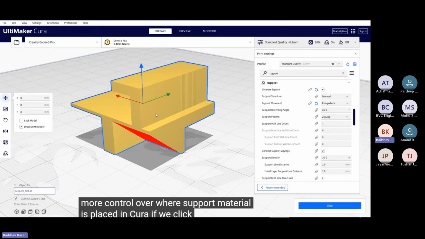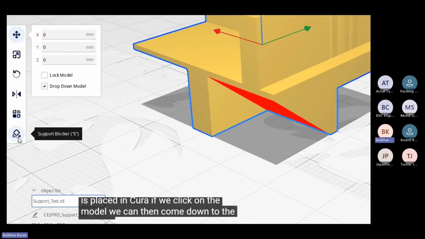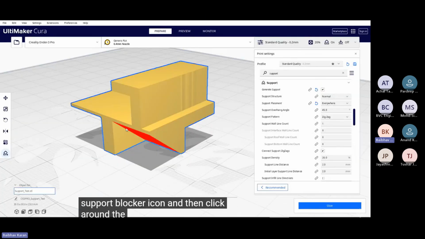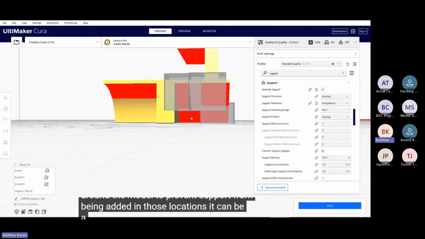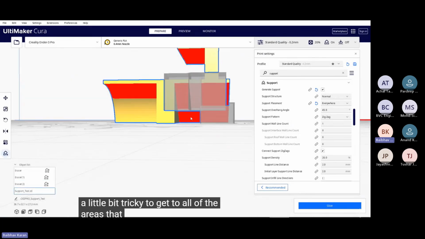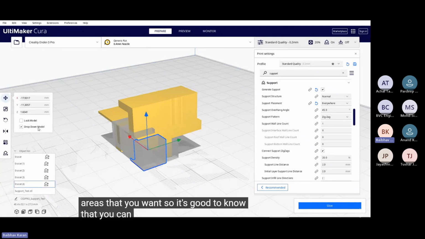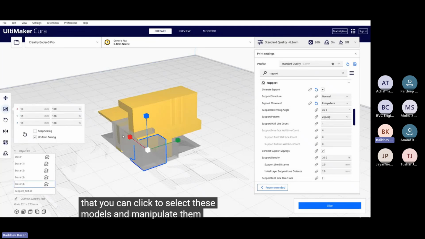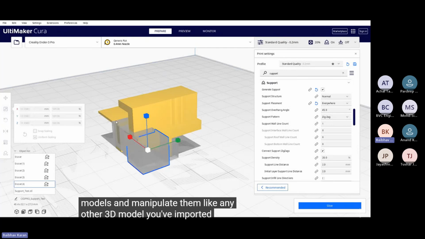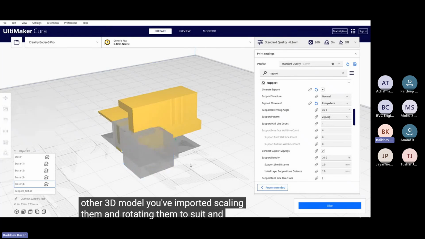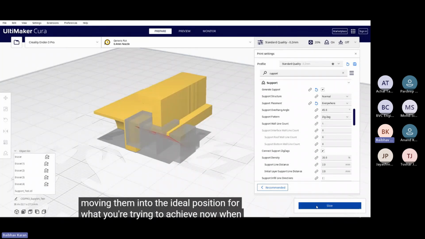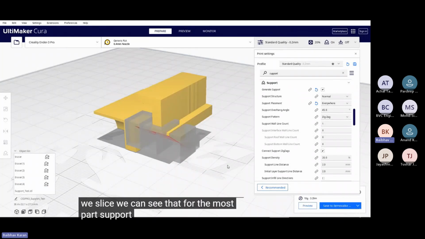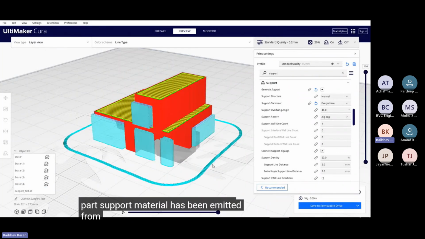In Cura, if we click on the model, we can then come down to the support blocker icon and then click around the model to prevent support from being added in those locations. It can be a little bit tricky to get to all of the areas that you want, so it's good to know that you can click to select these models and manipulate them like any other 3D model you've imported, scaling them and rotating them to suit and moving them into the ideal position for what you're trying to achieve. Now when we slice, we can see that for the most part, support material has been omitted from any of these areas that these boxes overlapped.